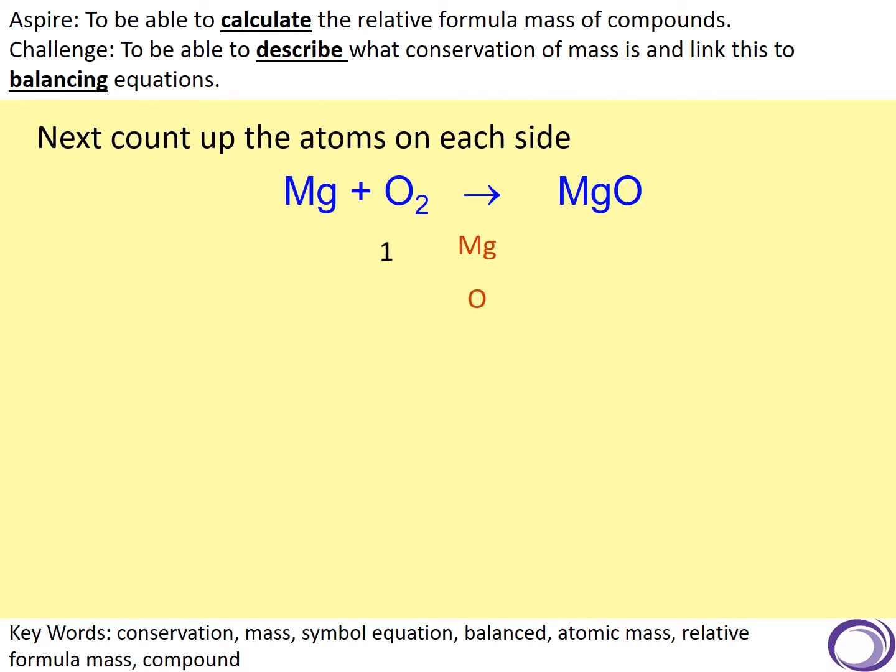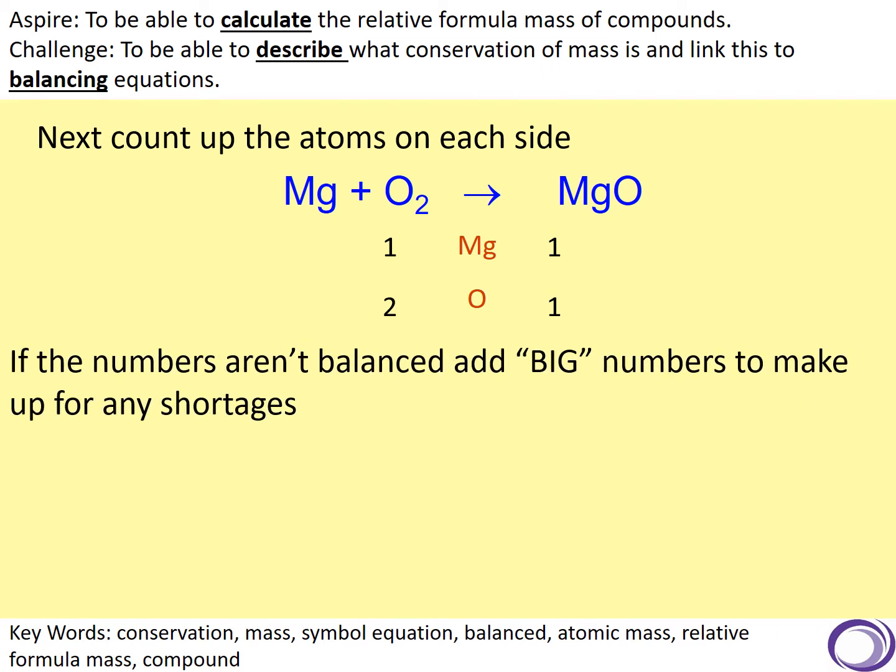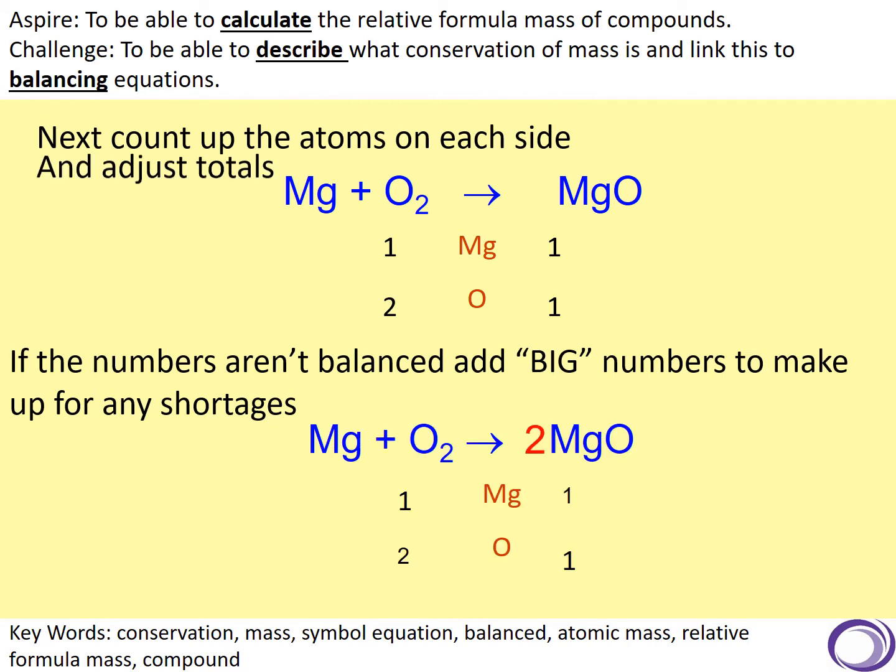So in our reactants, we've got 1 magnesium and we've got 1 magnesium in our products. And the oxygens, we've got 2 in our reactants. We've only got 1 in our products. So that one currently isn't balanced. And what we do then is add big numbers to make up for the shortages. So I need 2 oxygen atoms in my products. So the only thing I can do there is to add a big number 2.